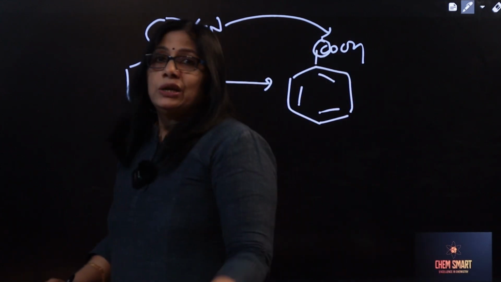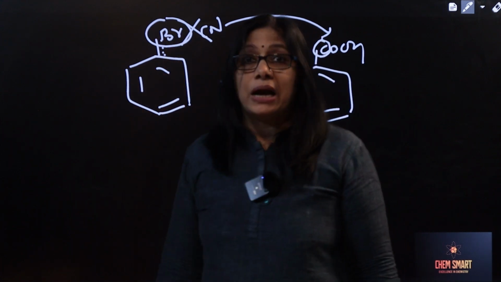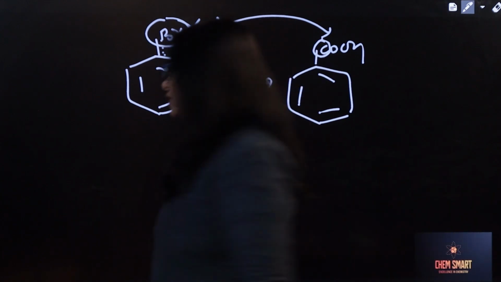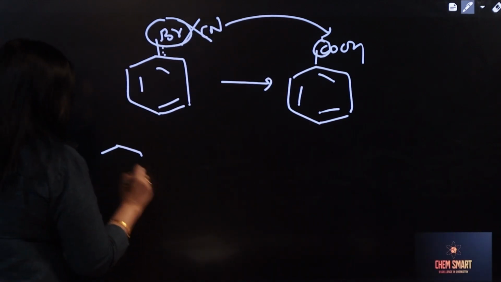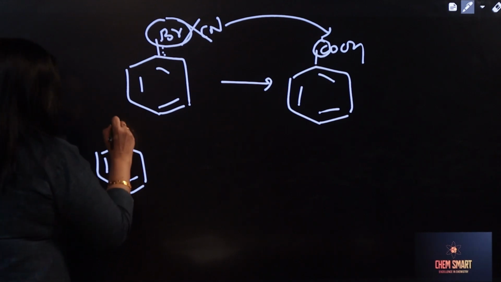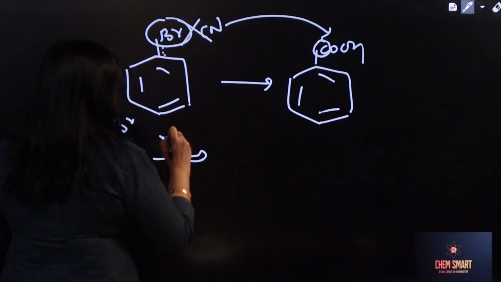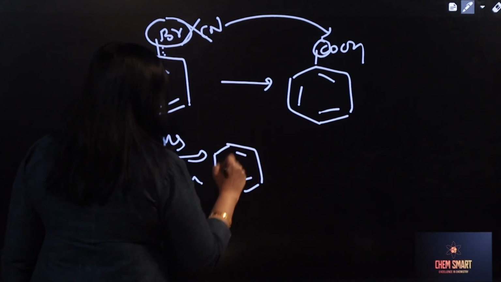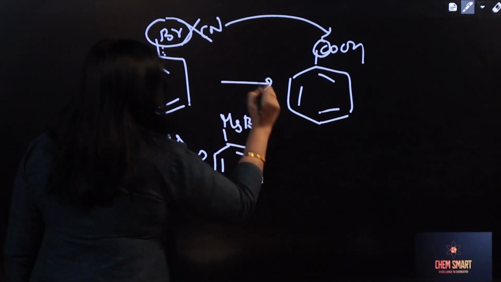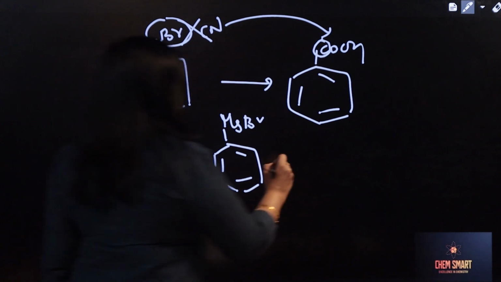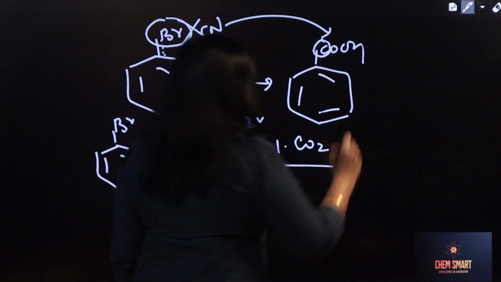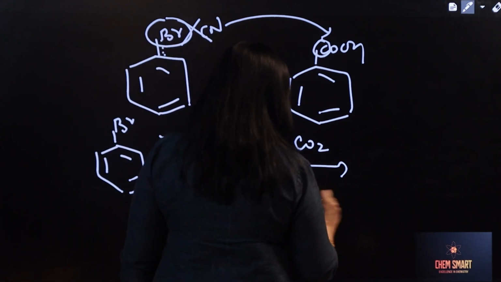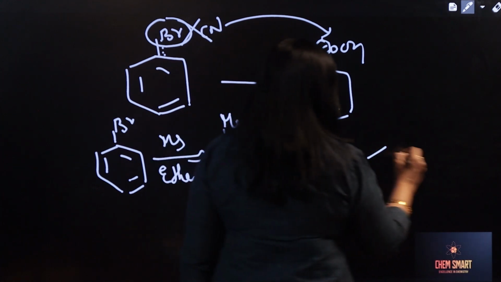So what you have to do, we can convert this into Grignard reagent. And Grignard reagent will react with carbon dioxide, forming an adduct followed by hydrolysis. So I'll show you how to do it. You take your bromobenzene, make it react with the magnesium in dry ether. You will get your Grignard reagent, phenyl magnesium bromide. Then make it react with carbon dioxide. That is, first you make it react with carbon dioxide, you will get an adduct. And that adduct is followed by hydrolysis. Then you will get benzoic acid.